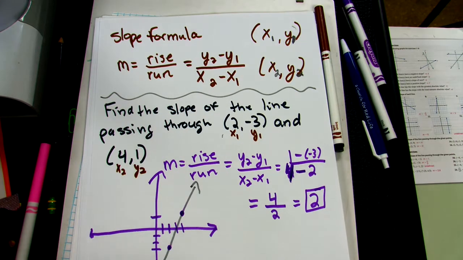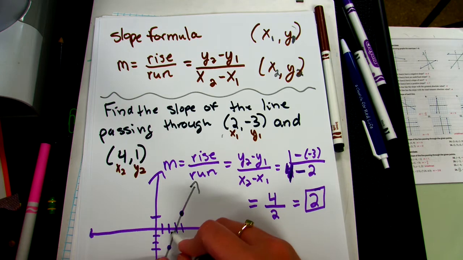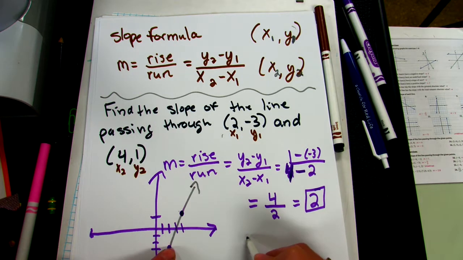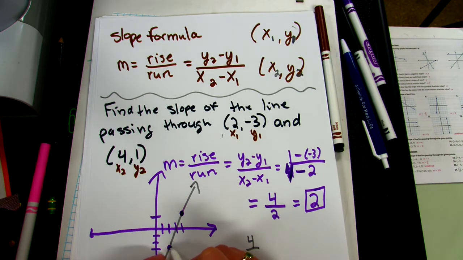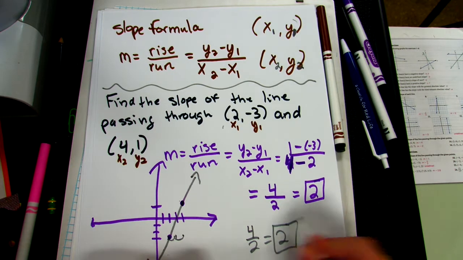All right, so we want the rise, the difference, from this point to this point vertically, which is 1, 2, 3, 4, so that's 4. And then horizontally, what's their difference? So here's from 1, 2. So they're only a distance of 2 horizontally, so you get 4 over 2, which again reduces to 2.